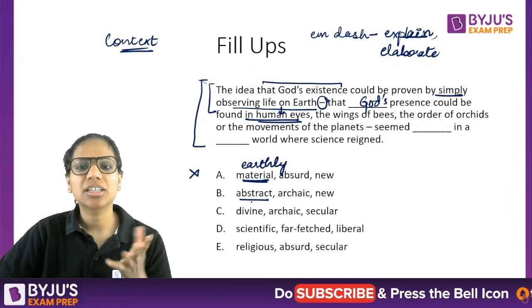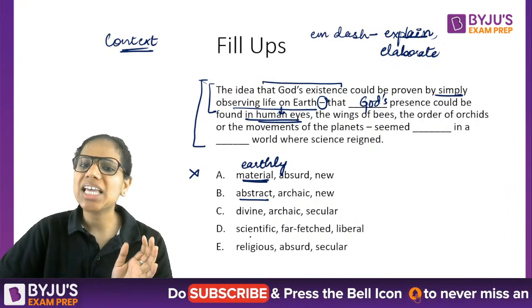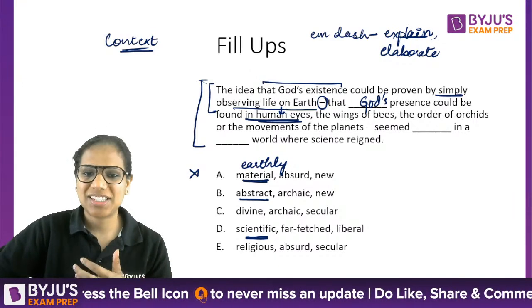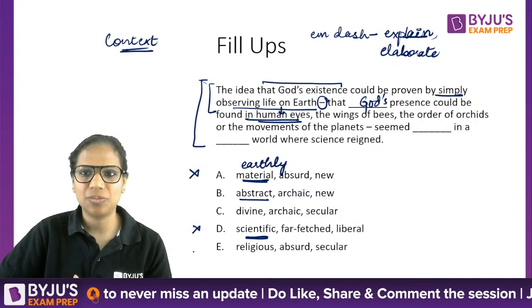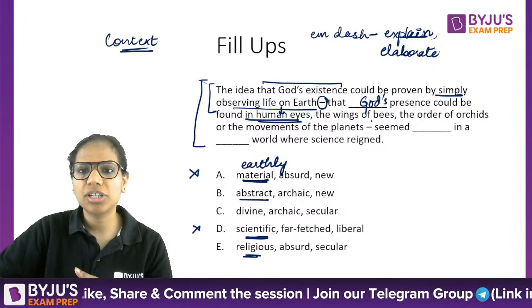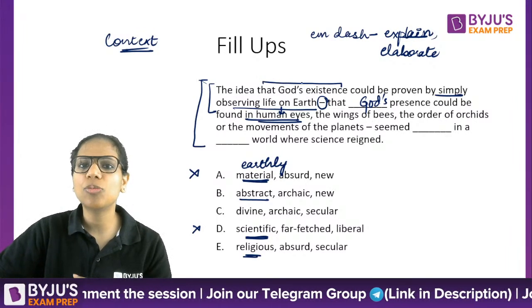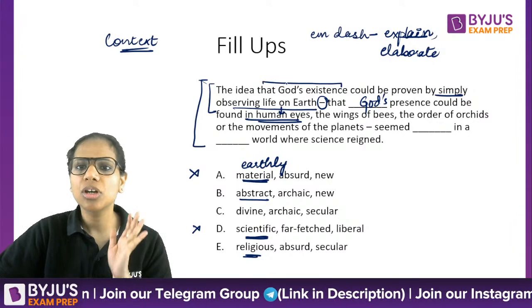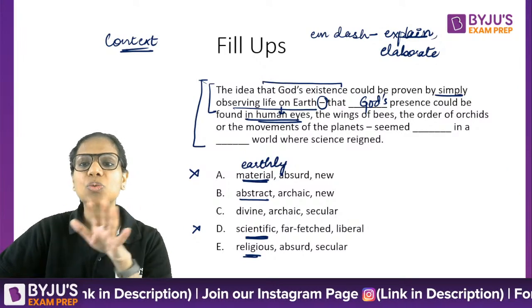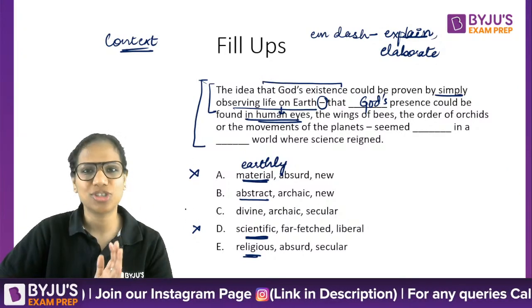Abstract, okay, not rejecting it right away. Scientific presence, no. Again, the idea is God's presence. So even D is eliminated. Religious presence, let's see if the sentence talks about religion later on, because here it does not talk about any particular religion, it just talks about God's existence. But still, I have not rejected it. So from this one blank, I could reject two options, right?